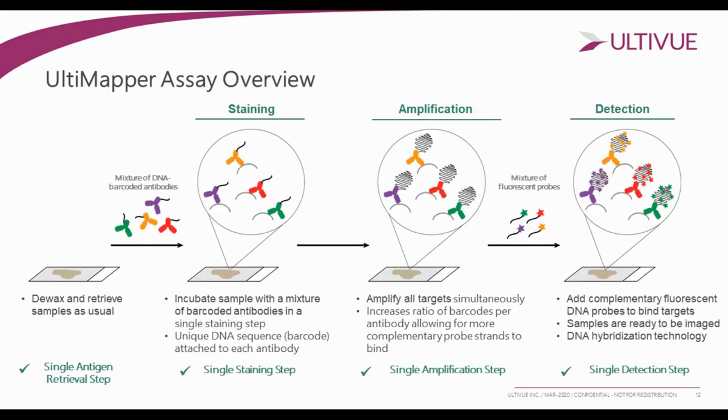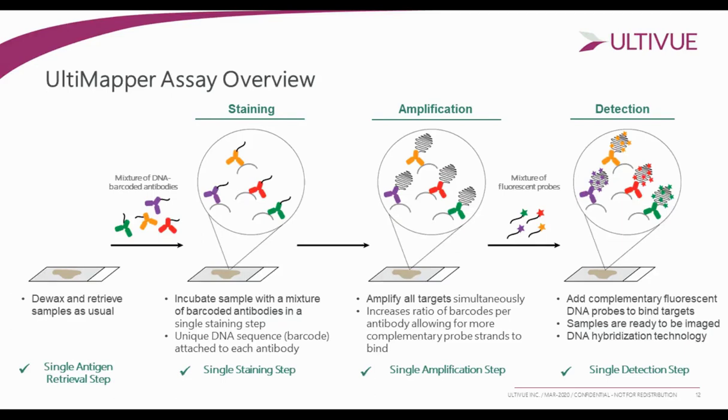So now to give you an overview of the UltiMapper assay itself, it is actually quite simple. Ultivue uses antibodies that are conjugated to unique single-stranded DNA barcodes that you can see there on the left. These unique DNA barcodes are unique to each individual antibody. So each antibody has its own unique DNA signature, just like people do. So CD4 would have its own signature, CD3 would have its own signature, CD8 would have its own signature.